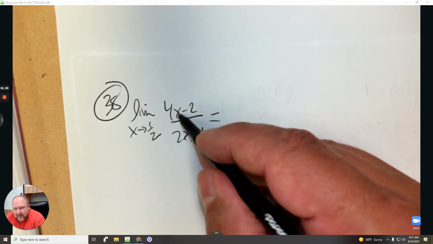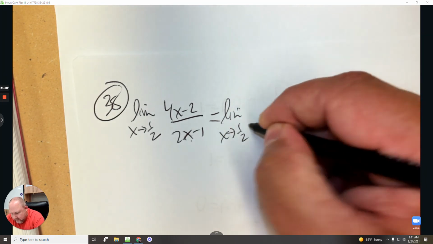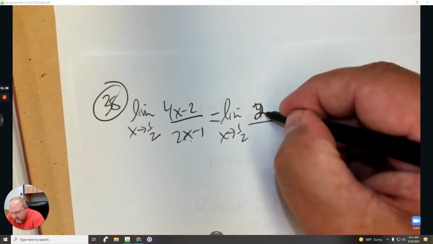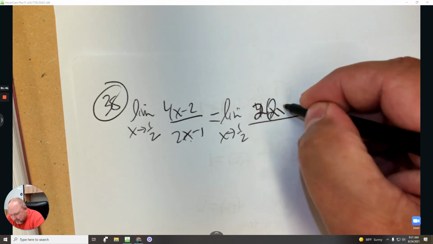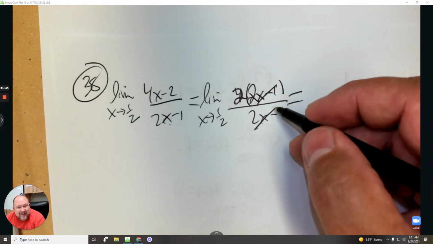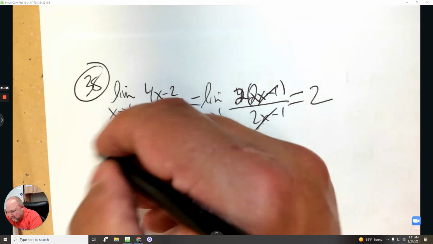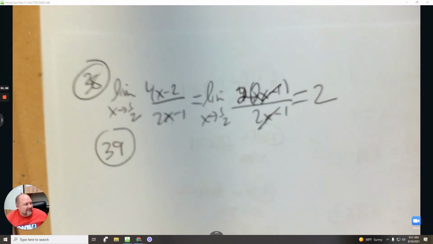If you plug in 1/2, it's indeterminate, so we're going to factor. If I factor out a 4, if I factor out a 2, you get 2x minus 1. Jeez Louise. Divide out 2x minus 1. There's nothing left, so the answer is just 2. 39.